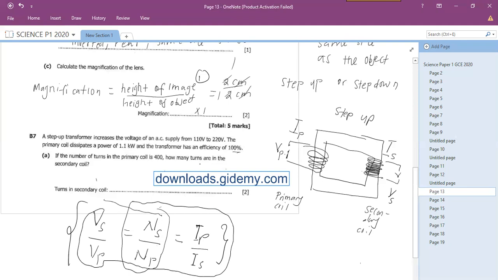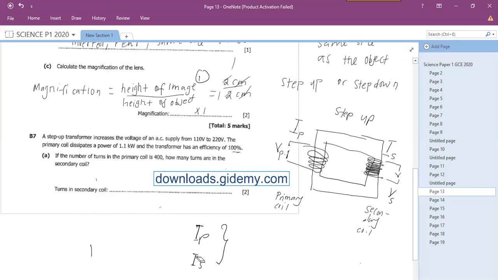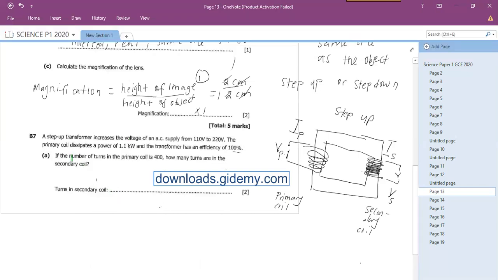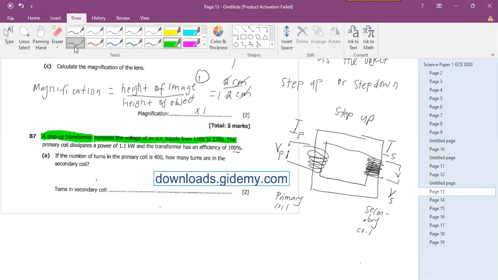So let's now go back to the question and try to answer the question in a step-by-step manner. So we read through the question now with the knowledge that we've been equipped with. A step-up transformer. So now we know it's a step-up transformer, so it's going to deliver a higher voltage to that industry. Increases the voltage of an AC power supply from 110 volts to 220 volts. So that diagram is a step-up transformer.